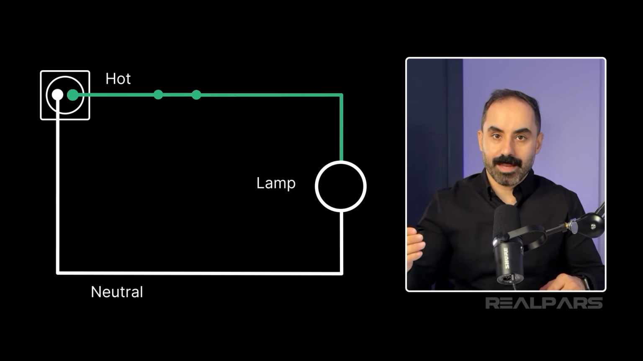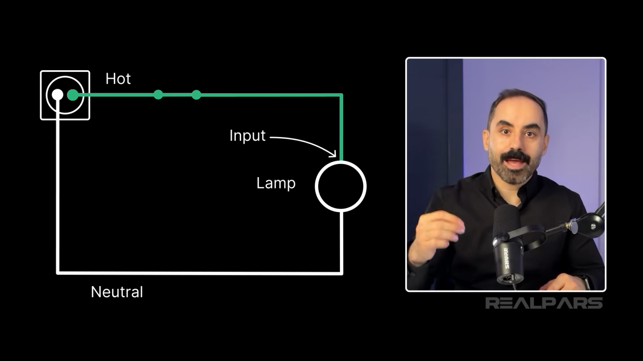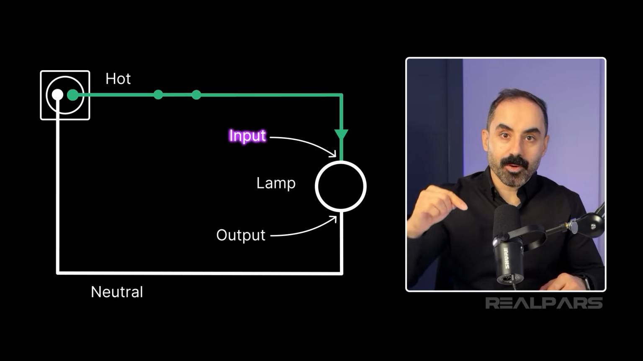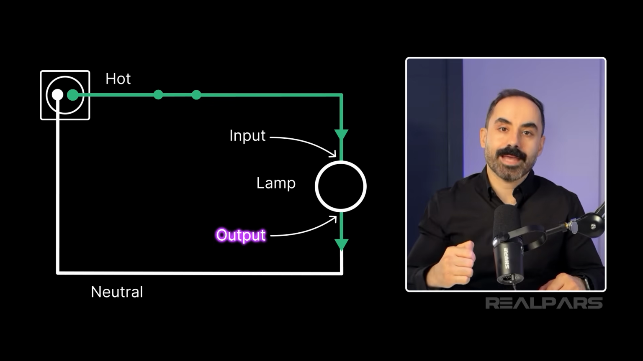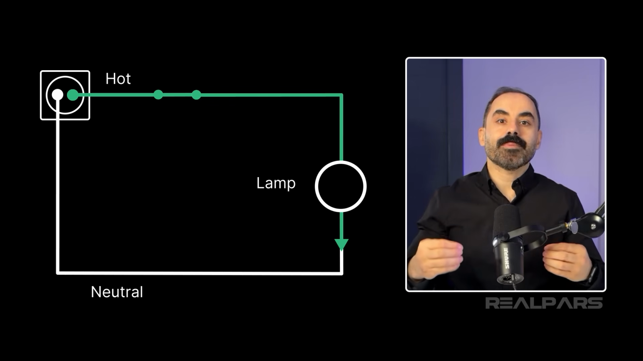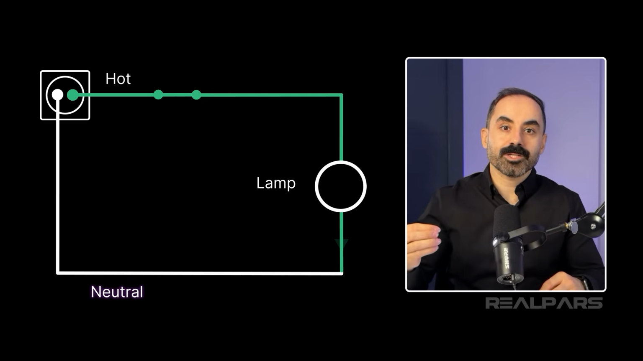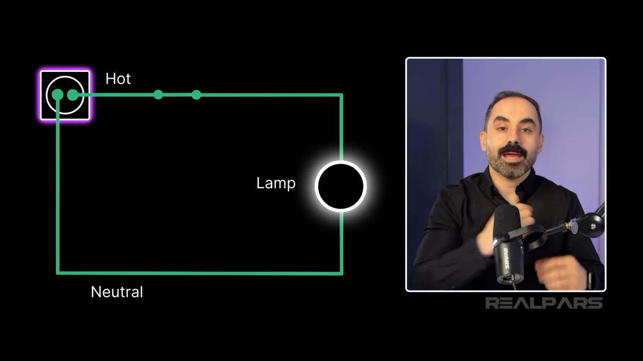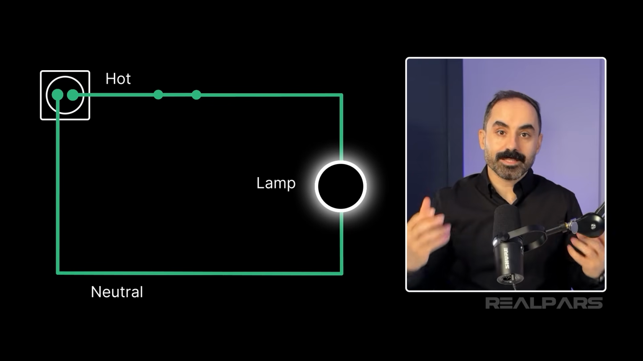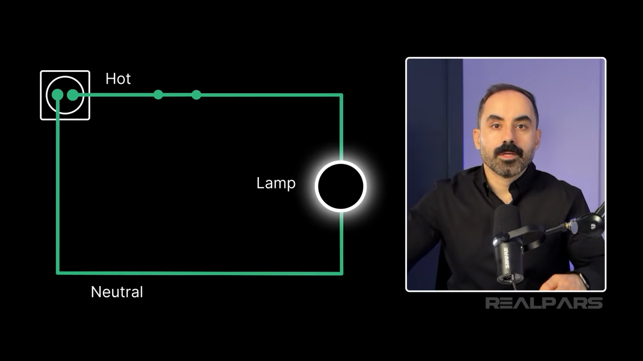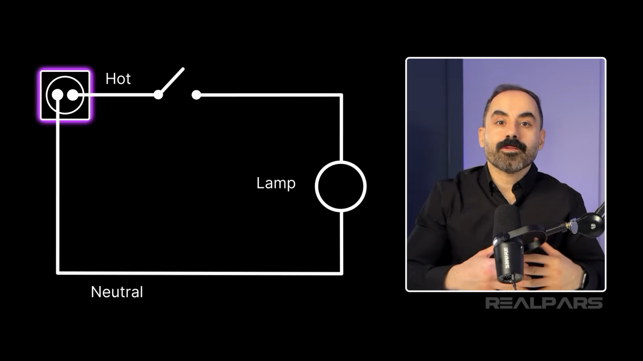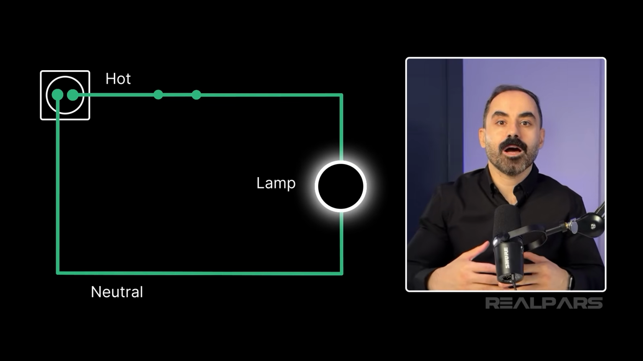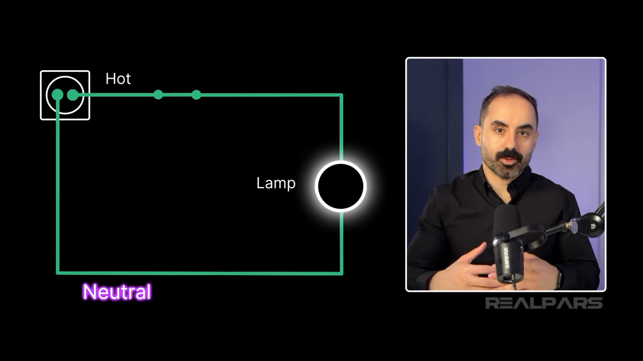At the bottom of the lamp, there is one input and one output. The electricity goes into the lamp via the input and comes out of the lamp via the output. The output of the lamp is connected to the neutral wire. So the electricity uses this neutral wire to go all the way back to the outlet. And when this happens, we have a complete circuit and the lamp turns on. So the electricity goes from the outlet to the hot wire and then to the switch and then to the lamp and then comes back to the outlet through the neutral wire.